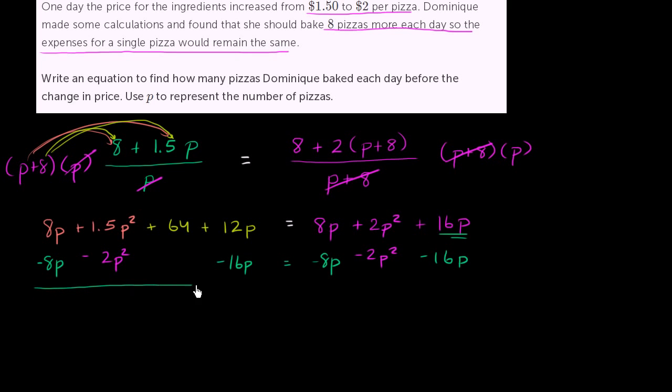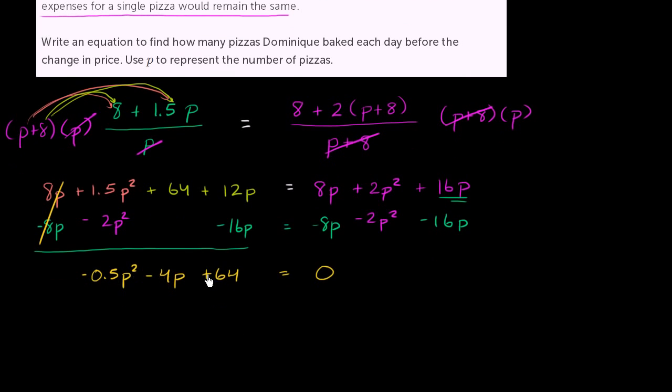And we are left with, I'll do it in degree order, 1.5p squared minus 2p squared is negative 0.5p squared. And these cancel out. 12p minus 16p is minus 4p. And then we have plus 64, and then that is going to be equal to 0.